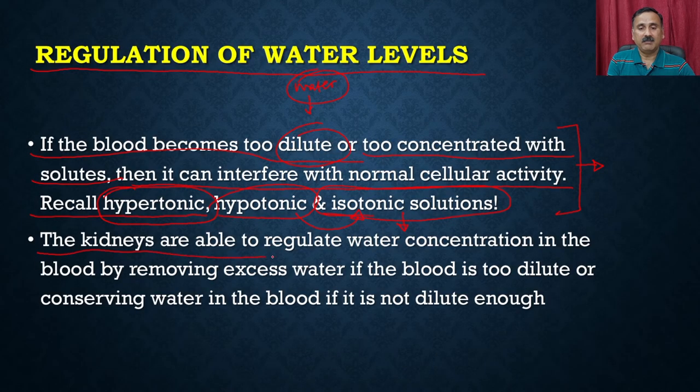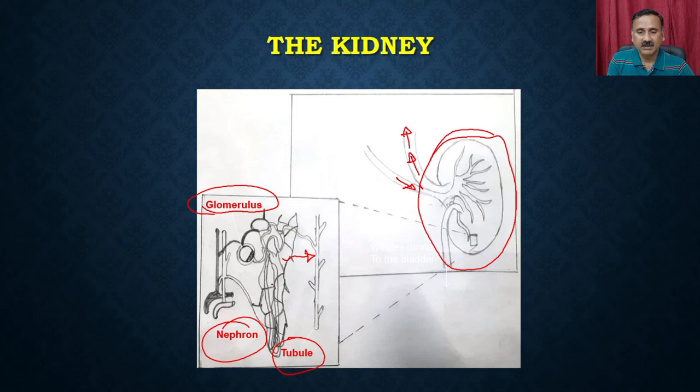The kidneys are able to regulate the water concentration in the blood by removing the excess water. So if you drink a lot of water, it is going to be removed so that it can avoid dilution of the blood, right? Or they may keep reabsorbing the water. Here we have the different types of tubules, and the purpose of these tubules is to allow the reabsorption of the good material. So when there is a scarcity of water, there will be more and more reabsorption.